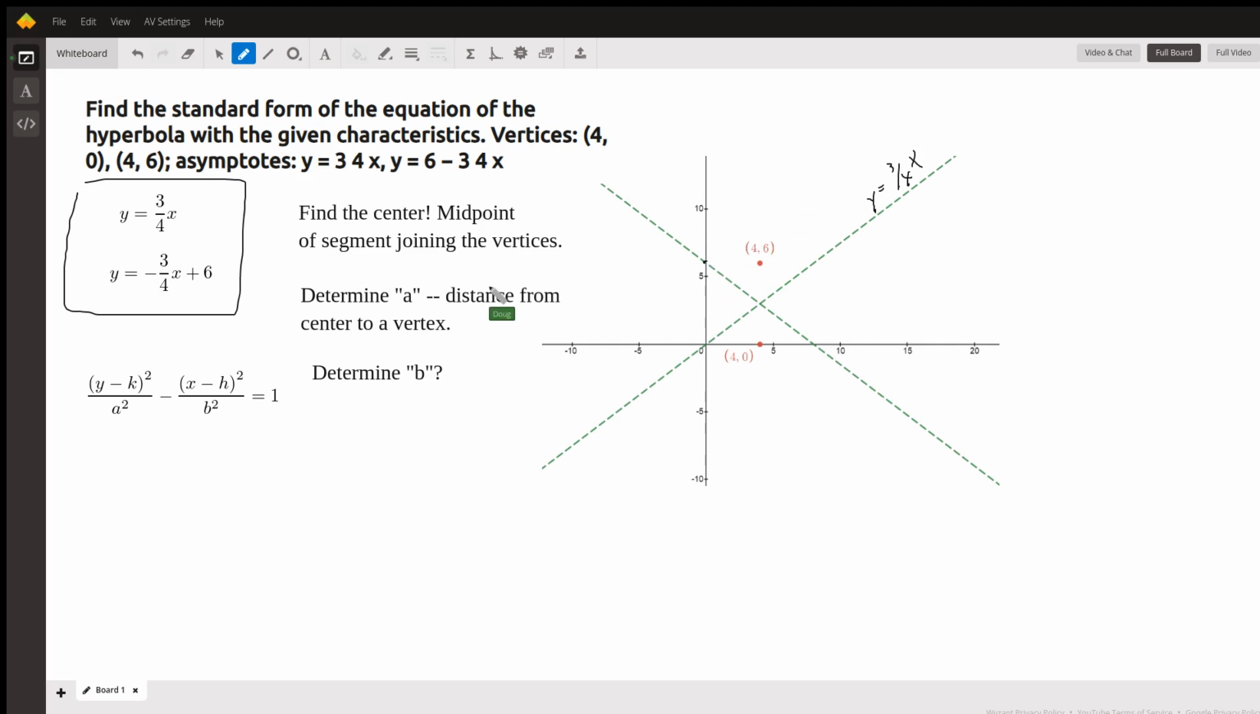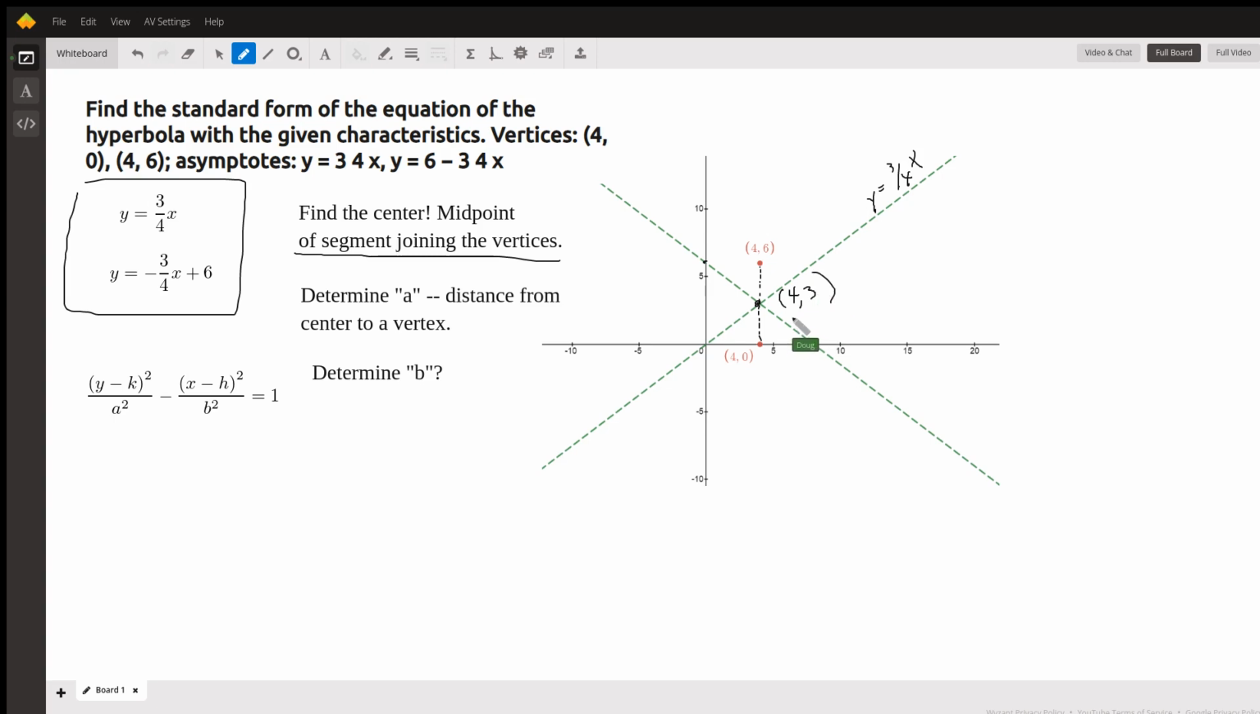The first thing you want to do in almost all these conic section problems is make sure you know where the center is. And the center for a hyperbola is the midpoint of the segment joining the vertices. So if you picture this segment right here, what's the midpoint of that segment? Well, the average of the x coordinates is just going to be 4. In other words, the center is going to lie along the line x equals 4, but the average of 6 and 0 is 3. So the center is at (4, 3).